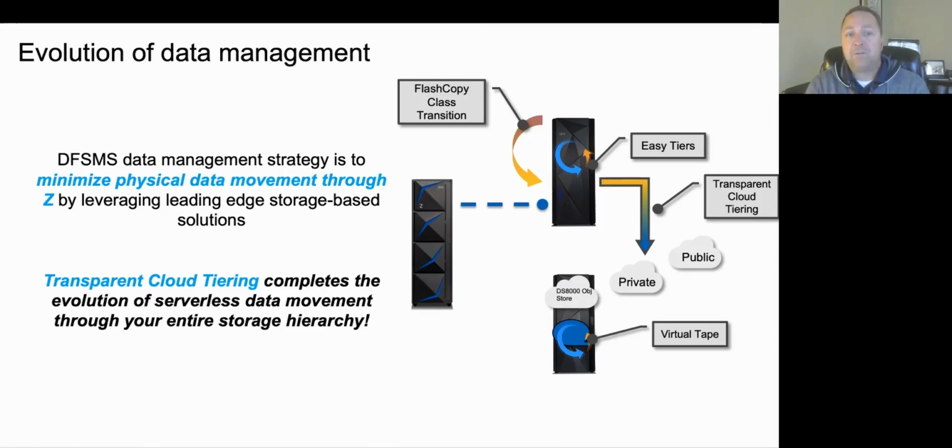And so transparent cloud tiering is just that, right? It completes the evolution of the serverless data movement through your entire storage hierarchy. TCT allows you to move data from your DS8000 to your 7700 without any of that data coming into the IBM Z.